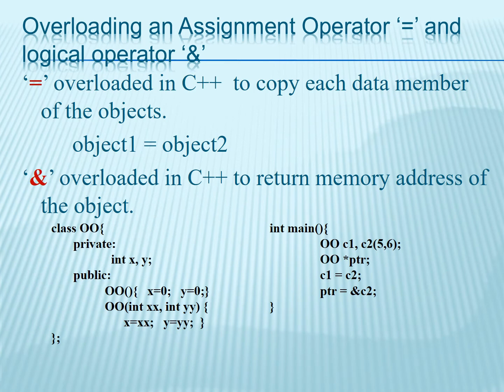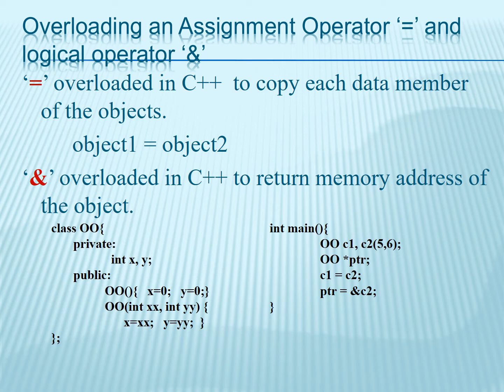The operators equals and ampersand are overloaded in C++. The equals operator overloaded in C++ copies each data member of the object to an object of the same class. The ampersand overloaded in C++ returns the memory address of the object. The example given here illustrates the overloaded equals and ampersand.